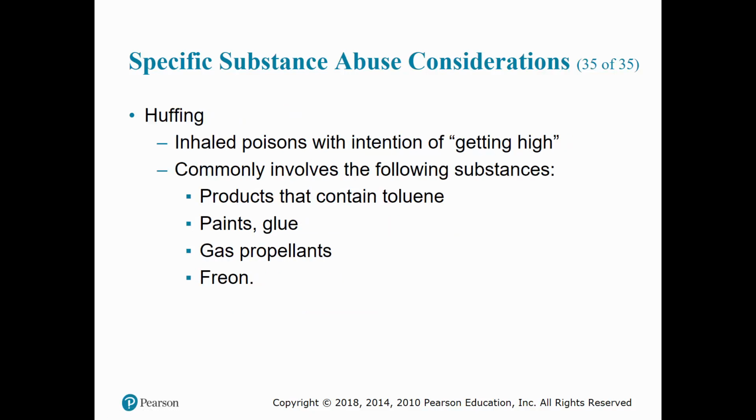Many chemicals used for huffing accumulate in the regions of the brain responsible for feelings of pleasure and reward. After time, they migrate to other regions, where they can cause abnormal muscle coordination and alterations in mental status. Commonly used substances include paints, freon, and gas propellants.